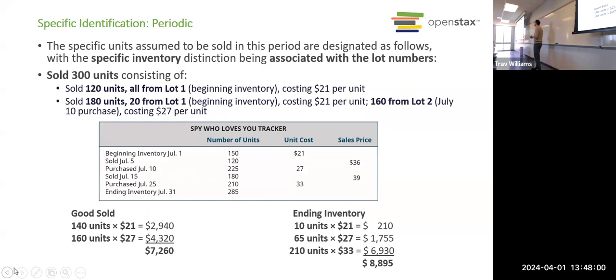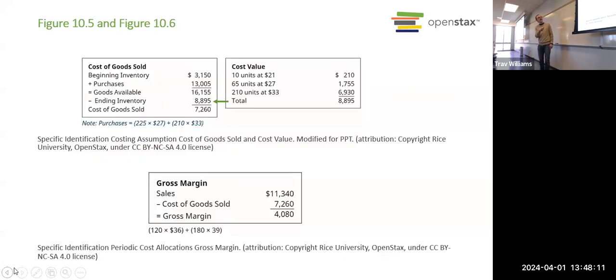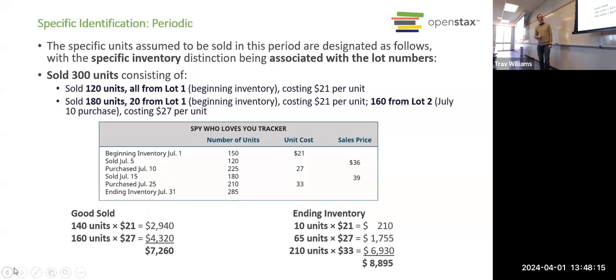If you know your cost of goods sold, you can figure out the cost of your ending inventory, and the other way around. If you know the cost of your ending inventory, you can figure out cost of goods sold just by subtracting from the total cost. Now, how would we get the total cost? Again, we'd have to take 150 units times 21 plus 225 times 27 plus 210 times 33 to know the total cost of all the inventory. Okay.